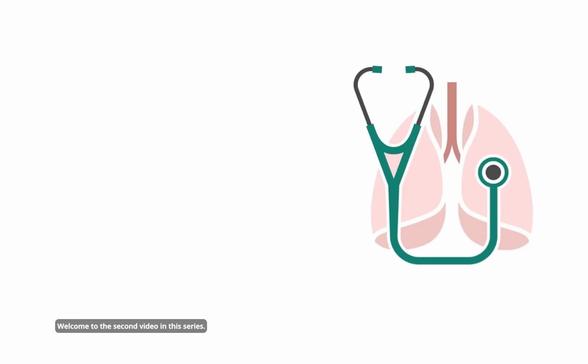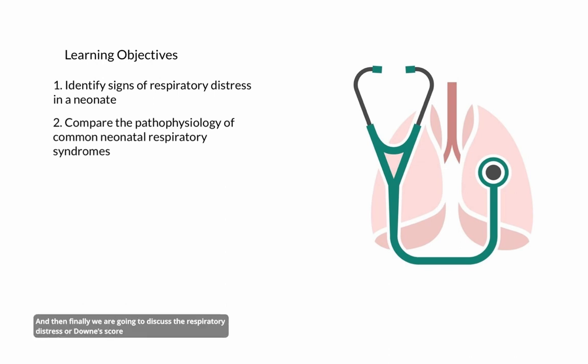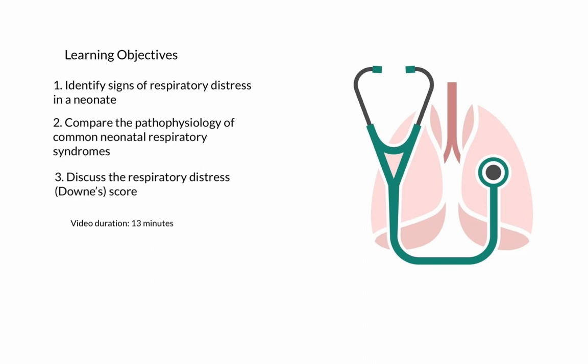Welcome to the second video in this series. In this video, we are going to identify signs of respiratory distress in a neonate, compare and contrast the underlying pathophysiology that defines common neonatal respiratory syndromes, using the terms compliance, resistance, and FRC. And then finally, we are going to discuss the respiratory distress or Downes score.